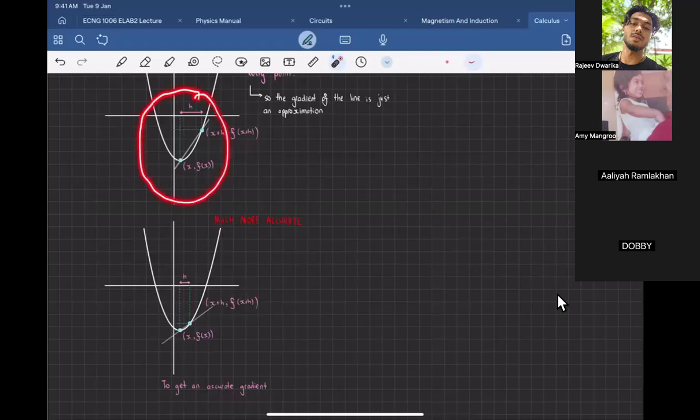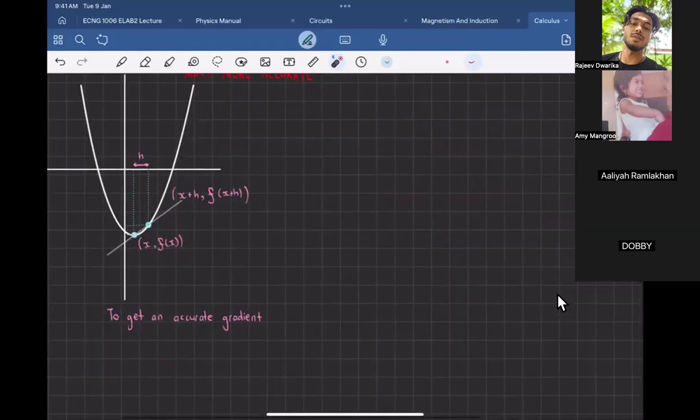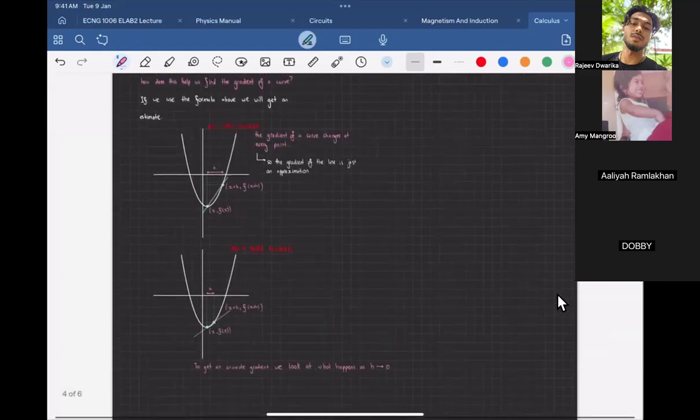And you would have seen what happened. Over here, the distance was wider. Over here, we're closing the distance. And in the last scenario, if they're on top of each other, then the distance is 0. So to get an accurate gradient, we look at what happens as h approaches 0, and there's limits.